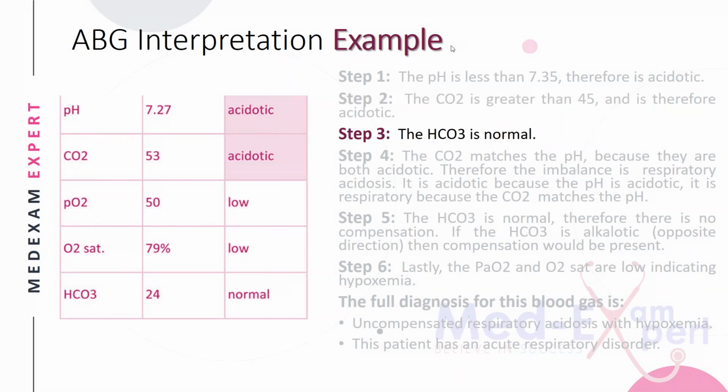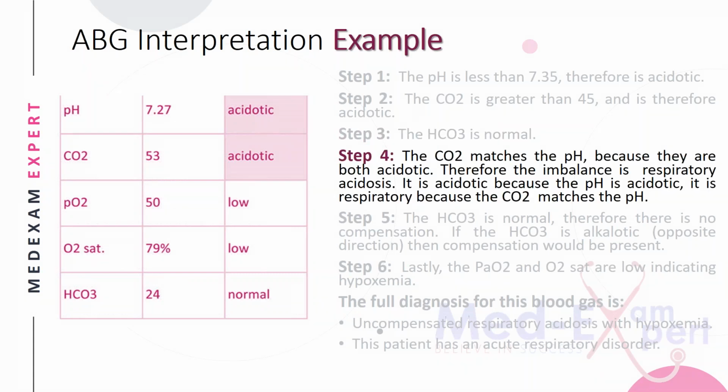Bicarb level. Now I will check the bicarb level, and here it's 24. The normal level is from 22 to 26 or 28. So bicarb is normal. So bicarb is not incriminated in this problem at all. It has no role in this problem. So this will take me to the fourth step, which is matching the pH with either of these two arms.